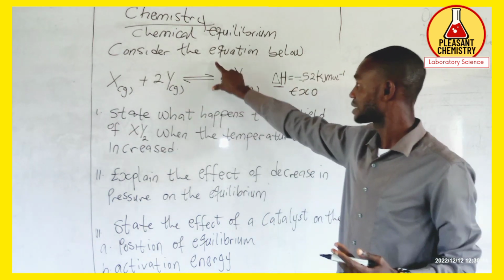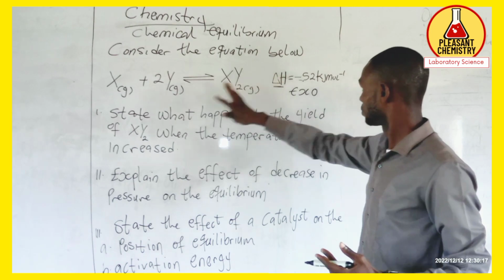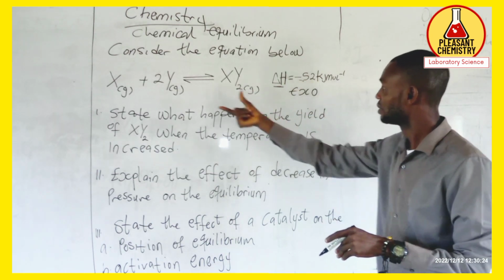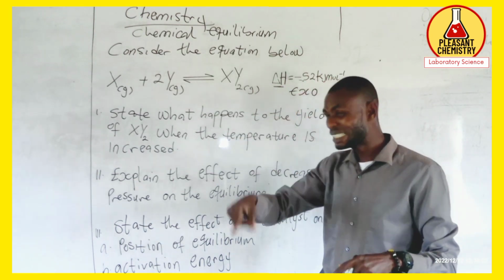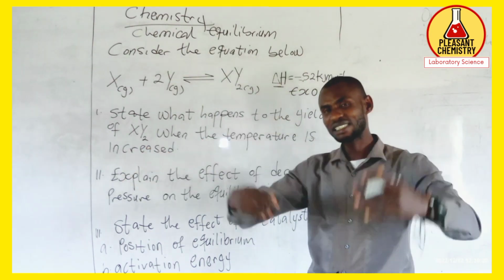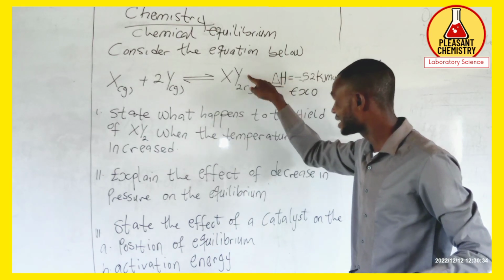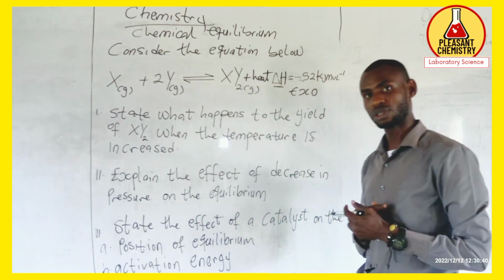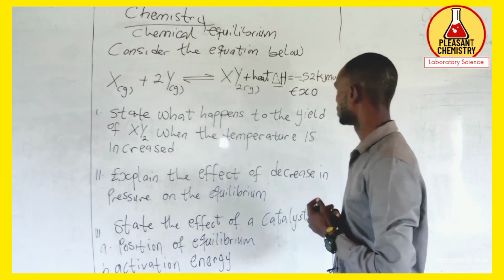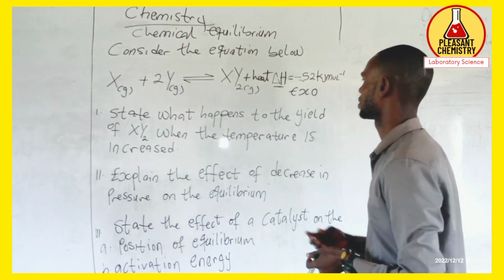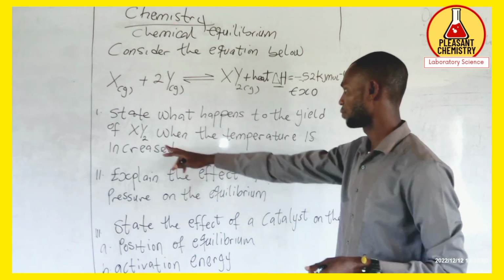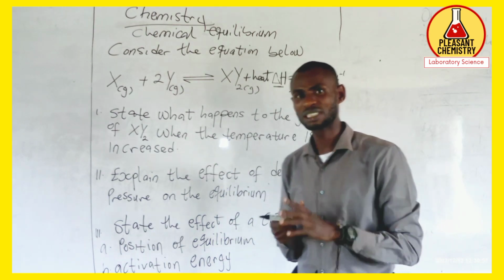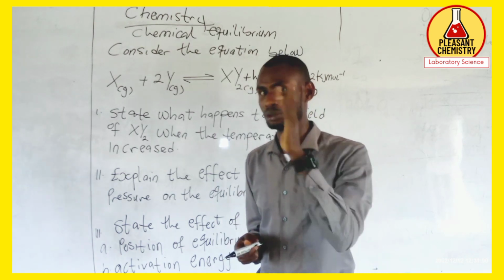So the way we are seeing this equation now, this year's question, we do not write it anyway, but by implication, because this delta H is negative, this equation is telling us that heat is given out. And when heat is given out, it means that heat is added to the product side. So deliberately I will add heat to this place now to show that the reaction is an exothermic reaction. Okay? The question is now asking us to state what happens to the yield of XY2 when the temperature is increased. For you to know what will happen, you must firstly determine whether that reaction is exo or endo.